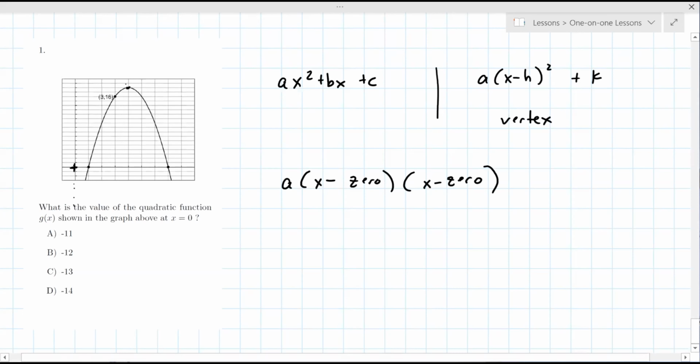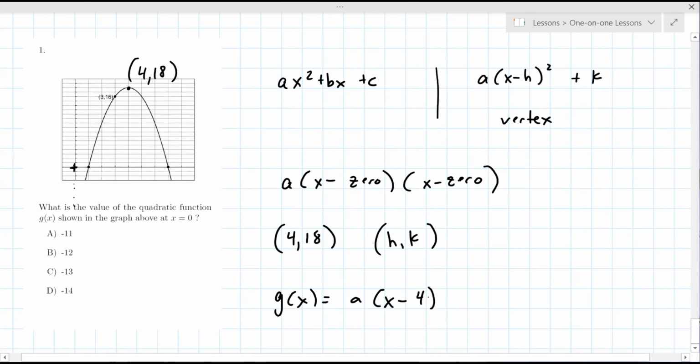You'd have to believe that that's the vertex, and you have to be able to believe that, okay, it's at 4, 18. So we can do it a bunch of different ways. Let's use the vertex today. Okay. So the vertex is h comma k. So that means our equation of the quadratic g of x is a times x minus 4 squared plus 18.